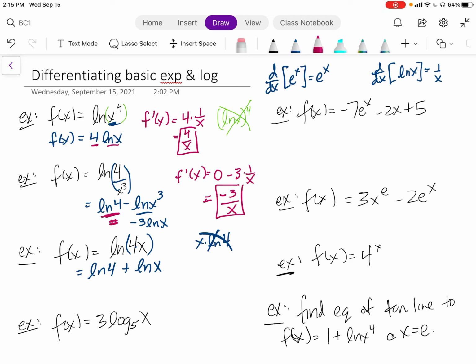Likewise, we could do the third example here. Derivative of natural log 4, just like above, that's 0. And then derivative of ln x is 1 over x. And 0 plus 1 over x is just 1 over x.